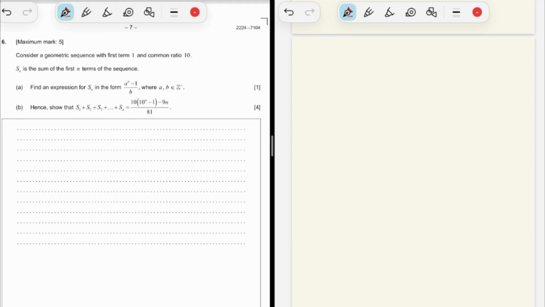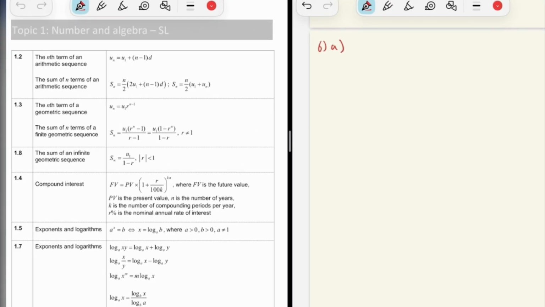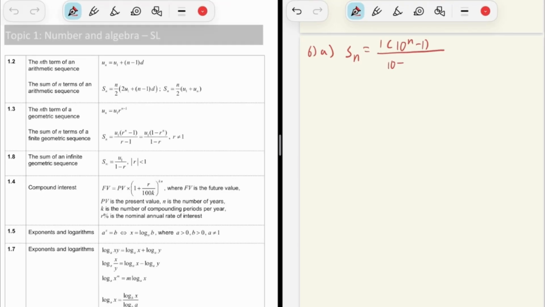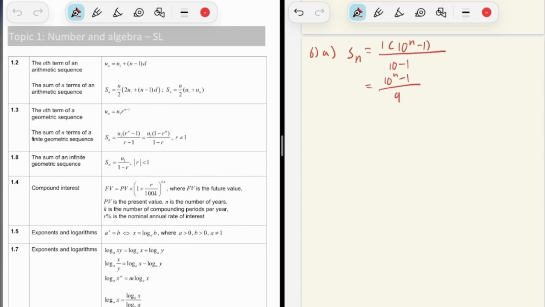Question 6. So for question 6a, we would use the formula booklet, U1 times the common ratio, which is 10 to the exponent of n minus 1, over 10 minus 1. And that is equal to 10 to the n minus 1 over 9. Moving on to b.